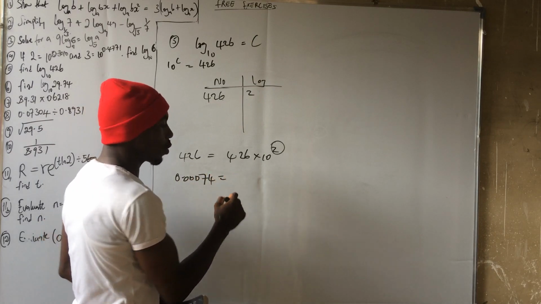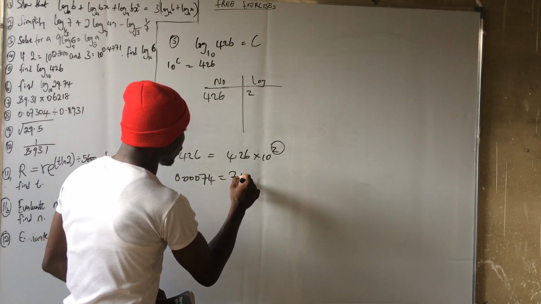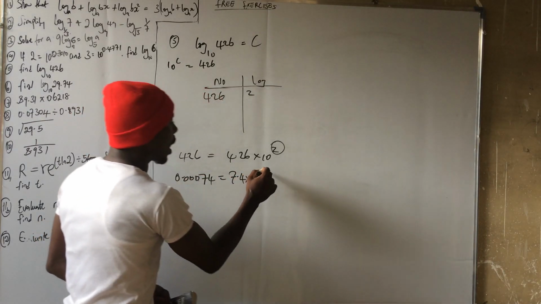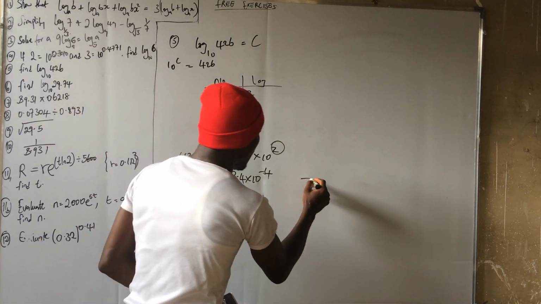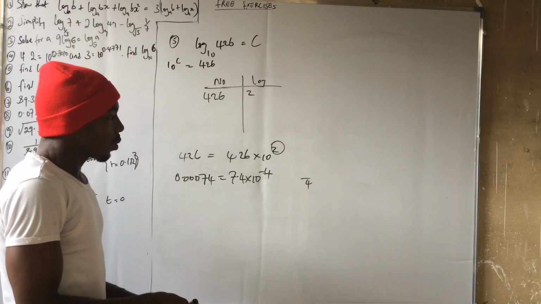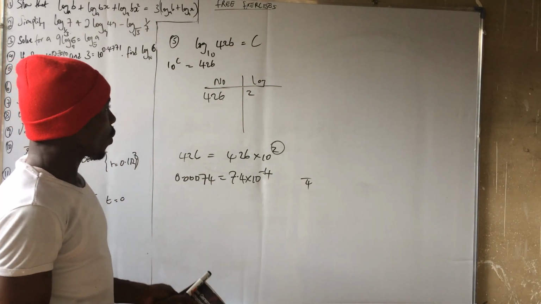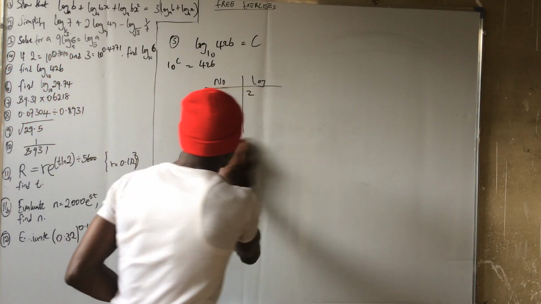And if you want 0.00074, when you convert it to standard form, you have 7.4 times 10 raised to the power 1, 2, 3, 4, negative 4. And this negative 4 here is the characteristic, and you write it as bar 4. So now, having understood this, we move over to solving this question that is on the board.